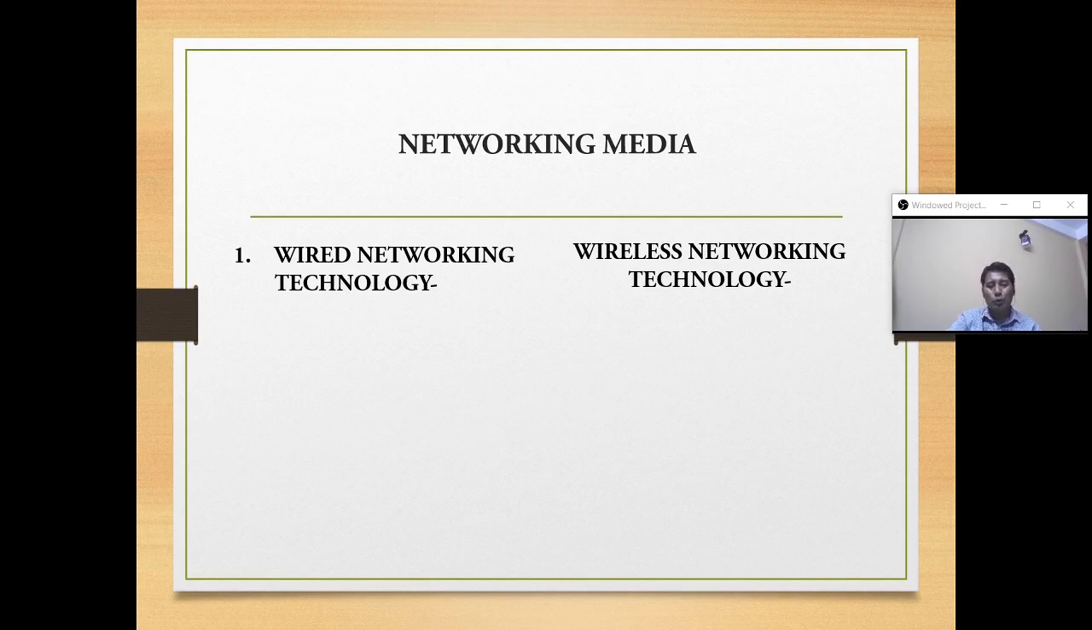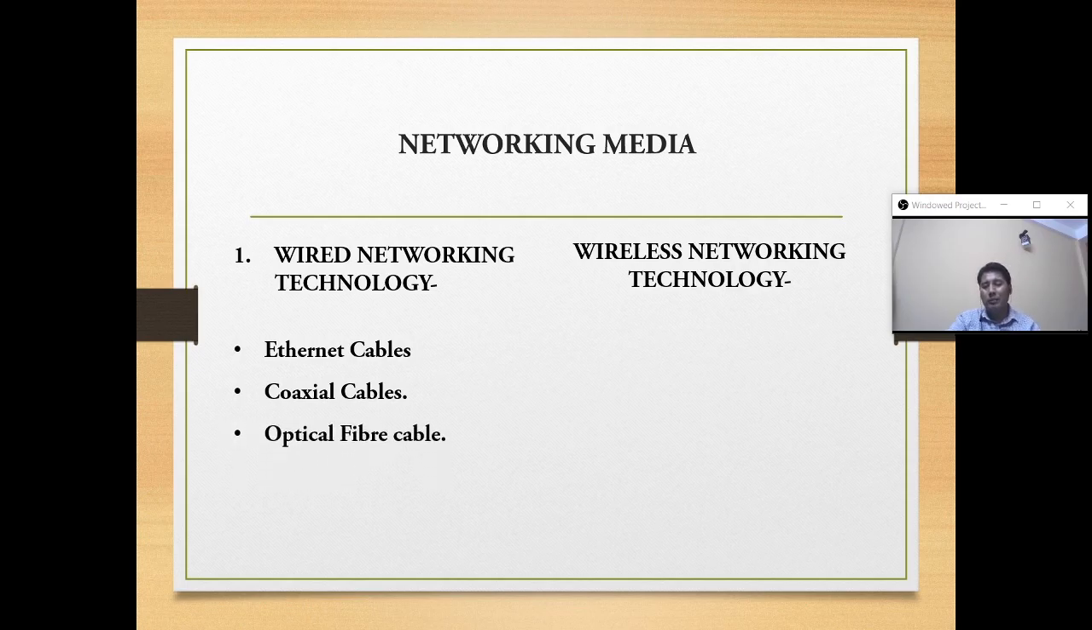Now let us go through wired networking technology. First is the Ethernet cables, second is the coaxial cable, and the third one is optical fiber cable. And some of the wireless networking technologies that are used are Bluetooth, infrared technology, and Wi-Fi technology. So today we will just go through the wired networking technology, and in the next session we will go with the wireless networking technology.